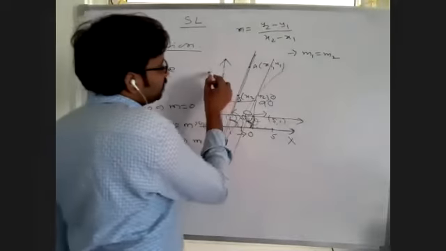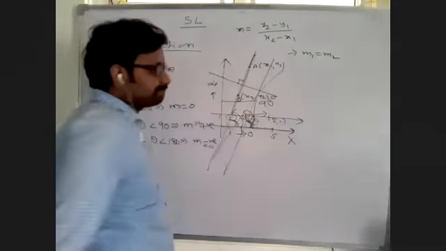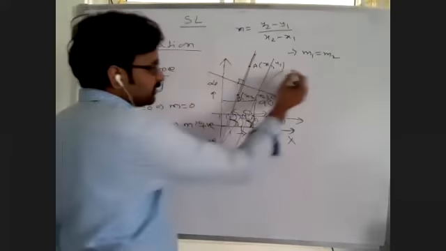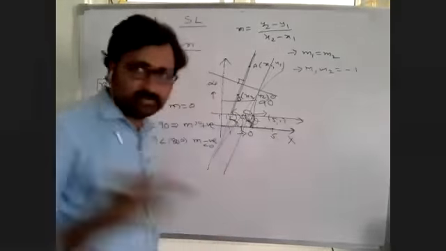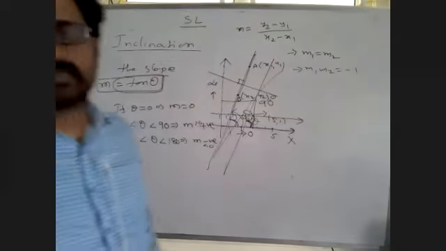If two non-vertical lines are perpendicular, then the condition is: the product of slopes is equal to -1. Already you know this one also.